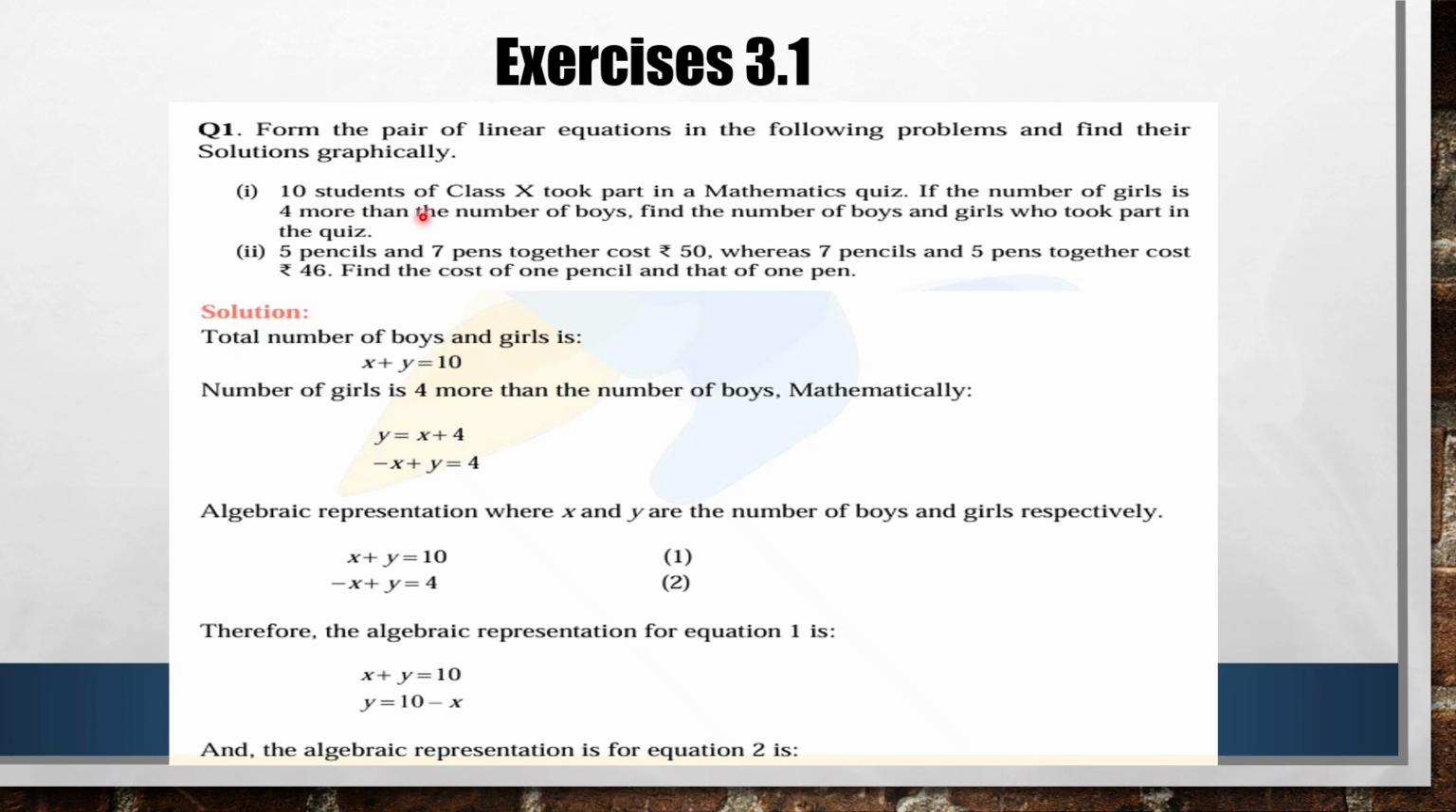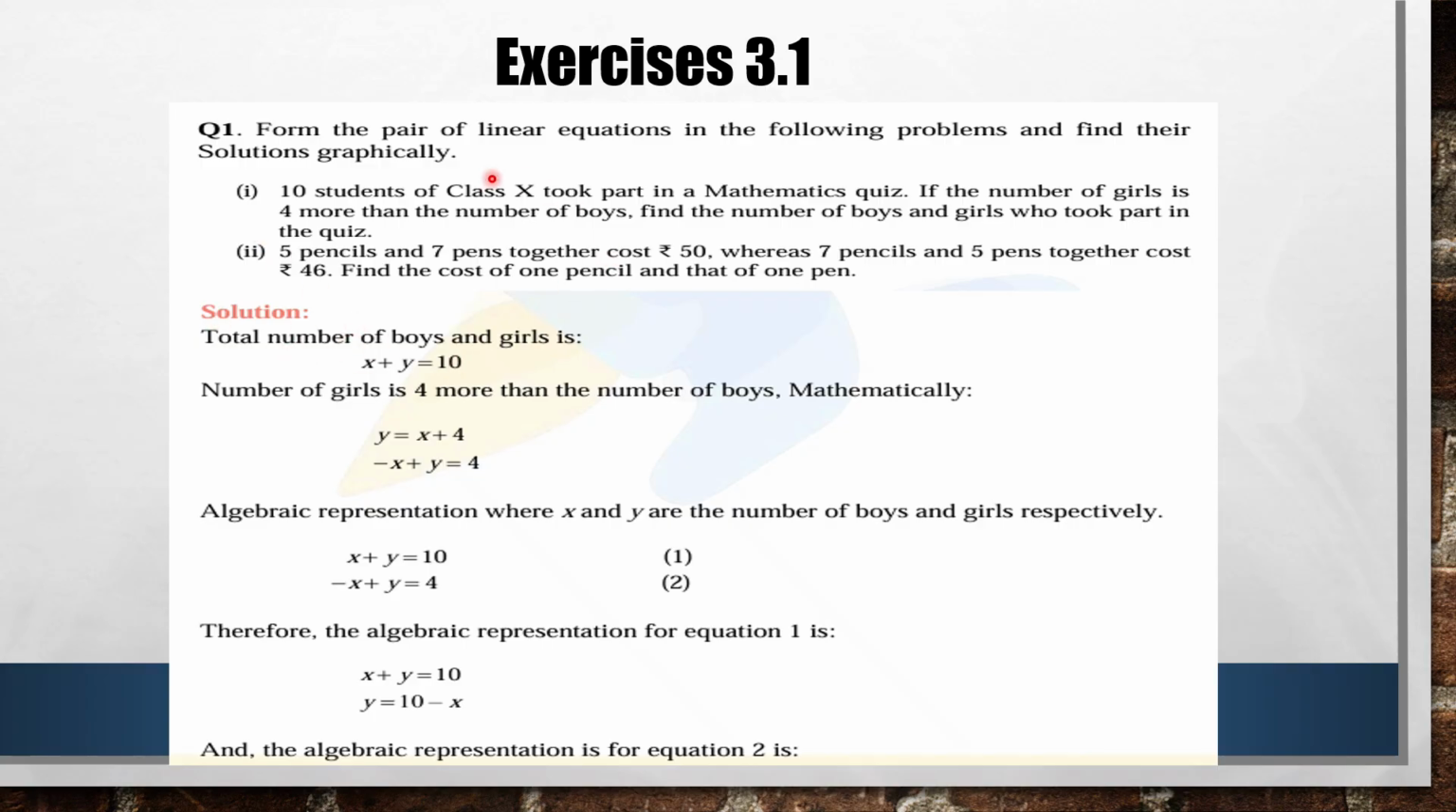First question. 10 students of class 10th took part in a mathematics quiz. If the number of girls is 4 more than the number of boys, find the number of boys and girls who took part in the quiz. Second question. 5 pencils and 7 pens together cost rupees 50, whereas 7 pencils and 5 pens together cost rupees 46. Find the cost of 1 pencil and that of 1 pen. So this type of questions are asked in your examinations. So solve this problem and practice it once again.